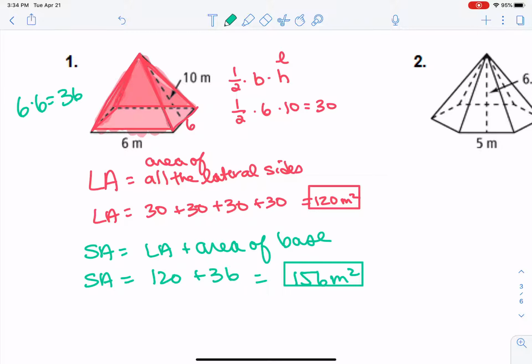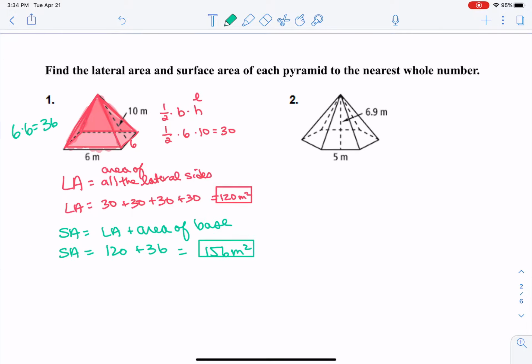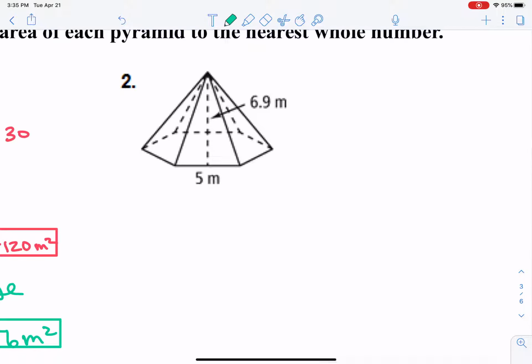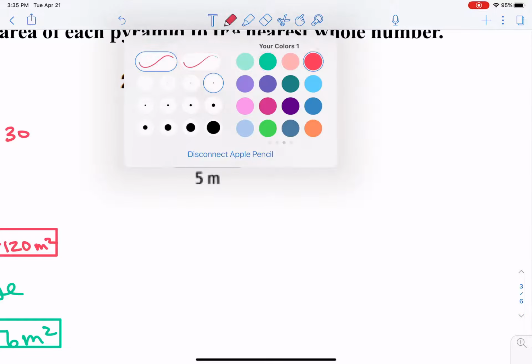So that's kind of the basics of it. I picked some fairly easy shapes there. I'm going to add a little bit harder shapes so that you can see how to do those. This one, number 2, is a hexagonal pyramid. It's a hexagon. It has 6 sides. They're all 5 meters each. It shows us the slanted height of 6.9 meters. So finding the area of that base is going to be a little bit harder than a square. We'll have to remember some things from last chapter.